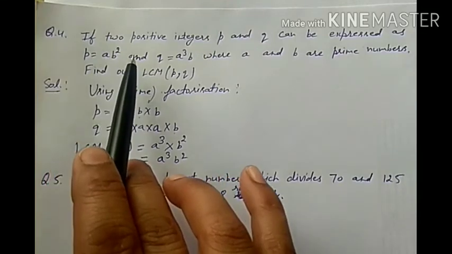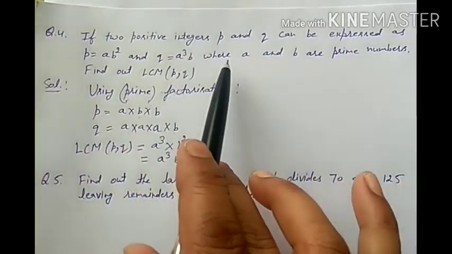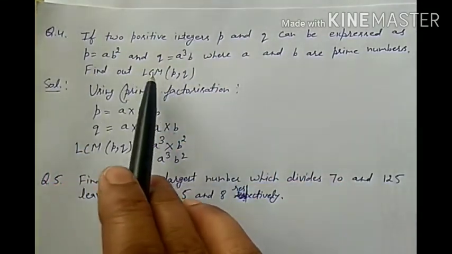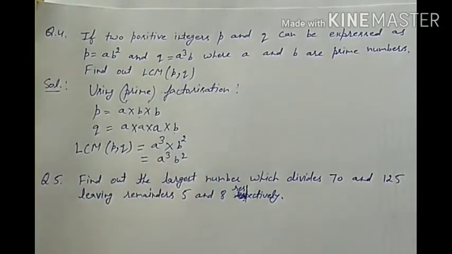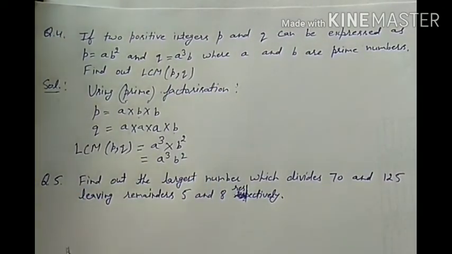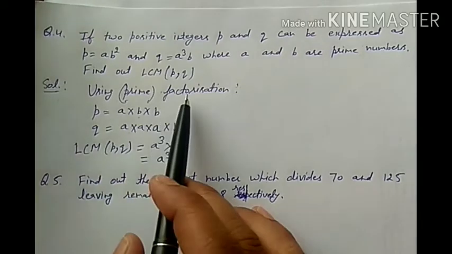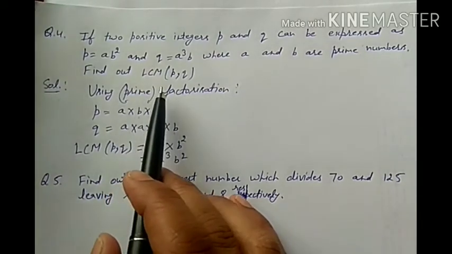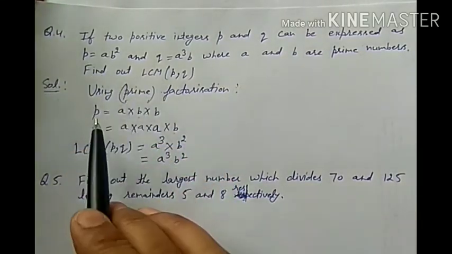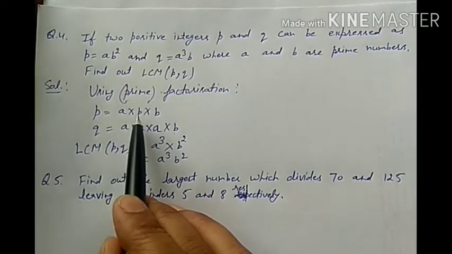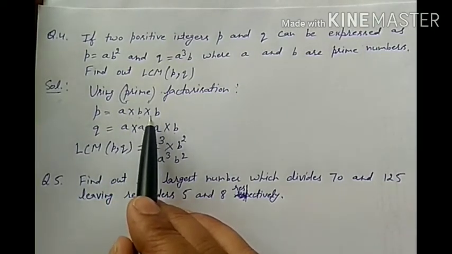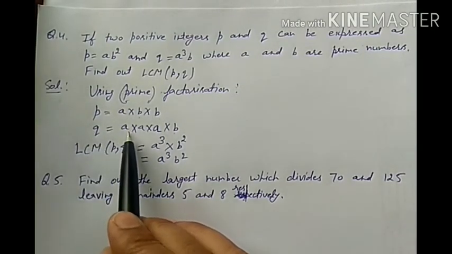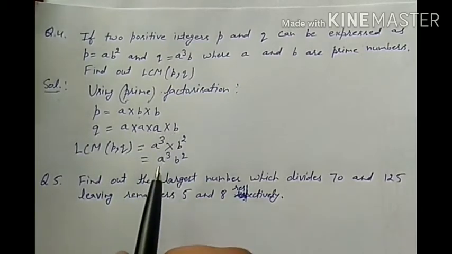Next, question number 4: if two positive integers p and q can be expressed as p is equal to ab square and q is equal to a cube b, where a and b are prime numbers, find out the LCM of p and q. This is a very easy question, so I have already done it for you. Using factorization, we are factorizing p and q. So p is equal to a into b into b, and q is equal to a into a into a into b.